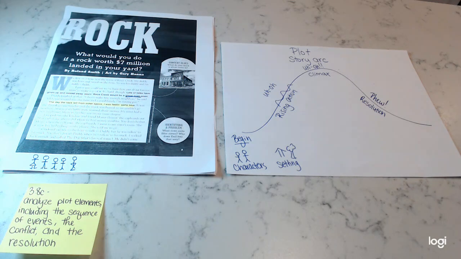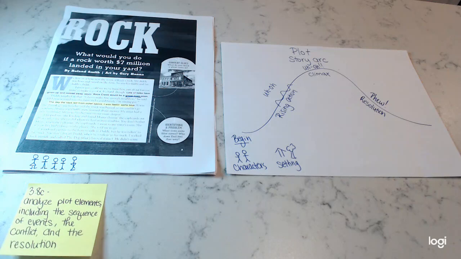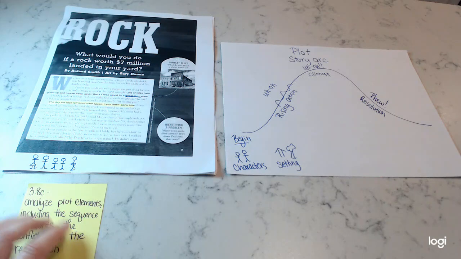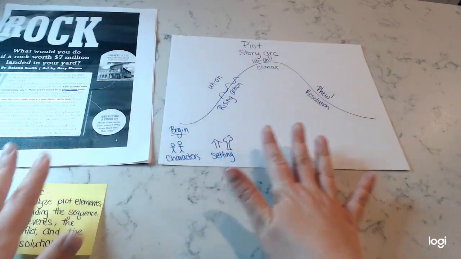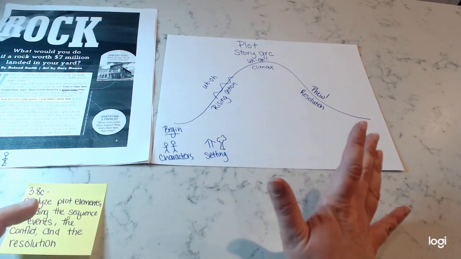Hi friends, this is lesson 2 for our mini lesson on analyzing plot elements. Remember, our power standard for this week is that we are analyzing plot elements, including the sequence of events, the conflict, and the resolution. We talked a lot about these vocabulary words yesterday when we reviewed the parts of a plot or a story arc.